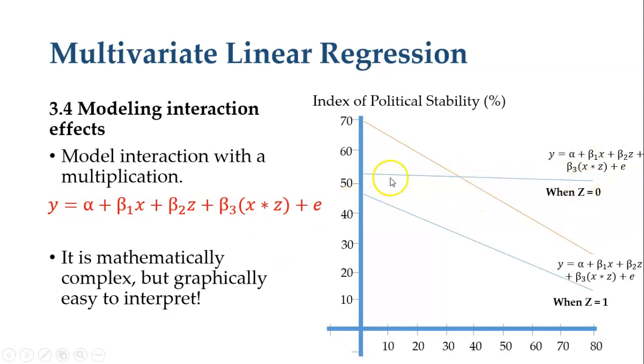When C is 0, maybe you can see something like this. Maybe there's no effect. And when C takes the value of 1, so when there is presence of oil, you can see a stronger negative relationship between inequality and the index of political stability. In other words, imagine a country that has a lot of wealth, economic wealth, because there's oil, but there is a lot of inequality.